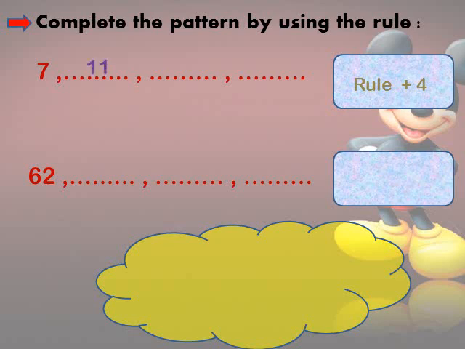So 7, it's going to be 11. 11 plus 4 equals 15. 15 plus 4 equals 19. By this I used my rule, which is plus 4.